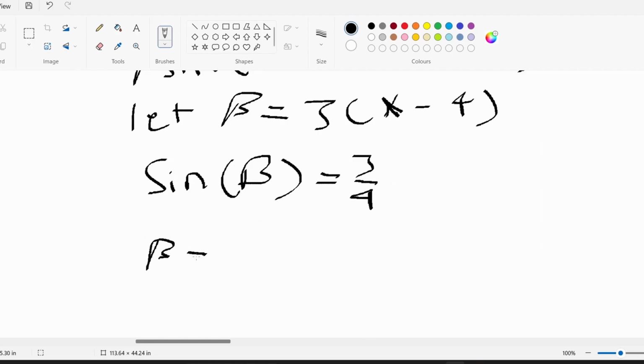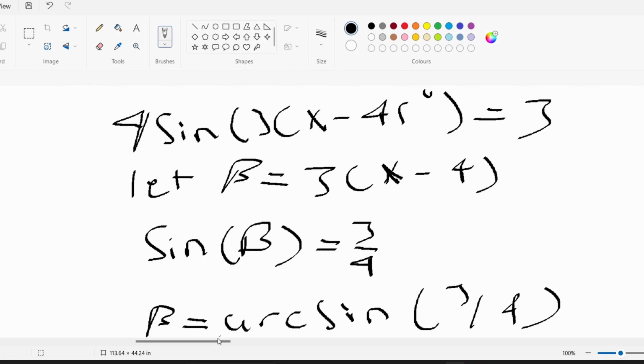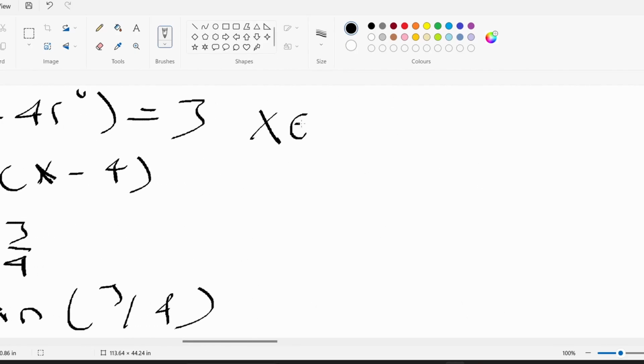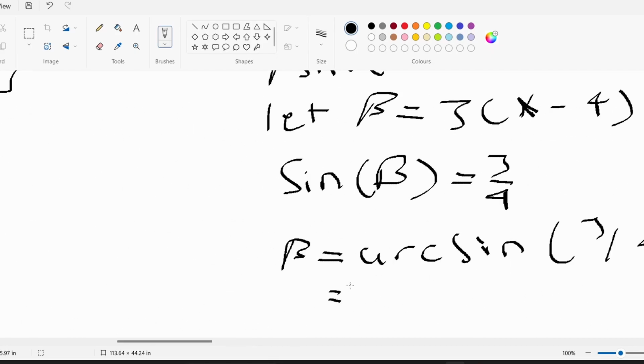Now if we use the arc sine or sine inverse, it doesn't matter which you use, both work. Type that in: inverse sine of 3 over 4. We'll write this in terms of degrees, saying x is an element of the reals. Because this is in degrees, our answer should be in degrees. So it's about 48.6.